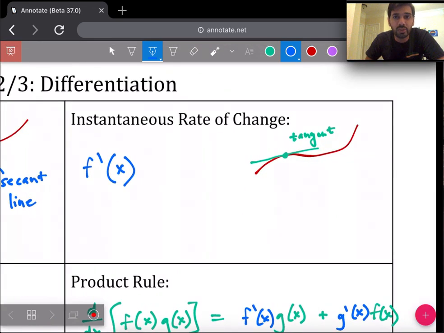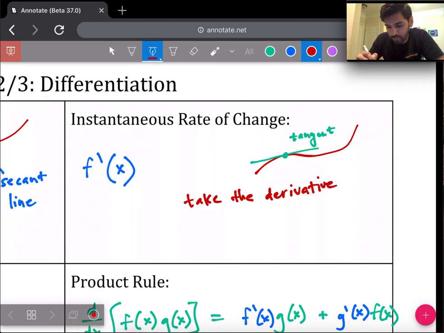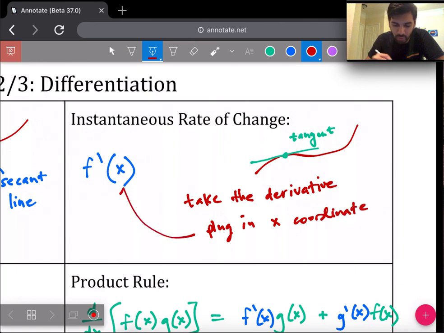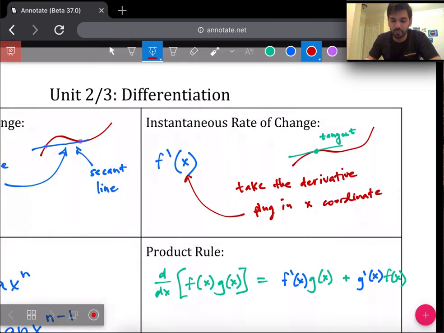Okay, so instantaneous rate of change is finding the slope at a point. And so the note I'll make here is take the derivative and then you plug in whatever x value. Plug in the x coordinate into there. And that gives you the value of the slope, instantaneous rate of change.